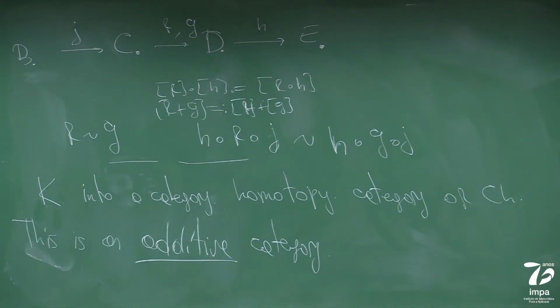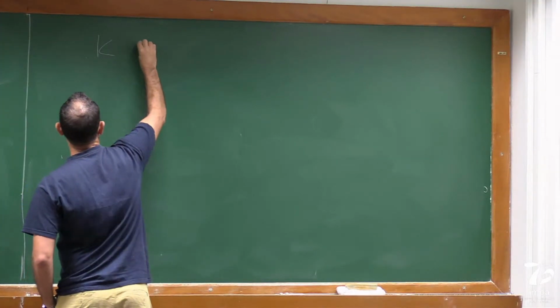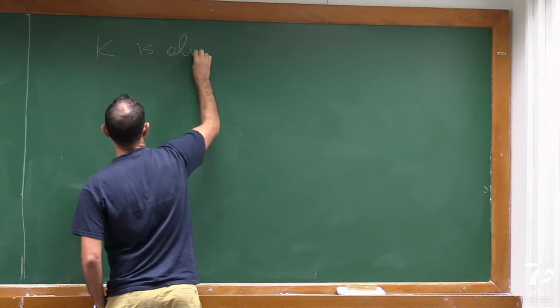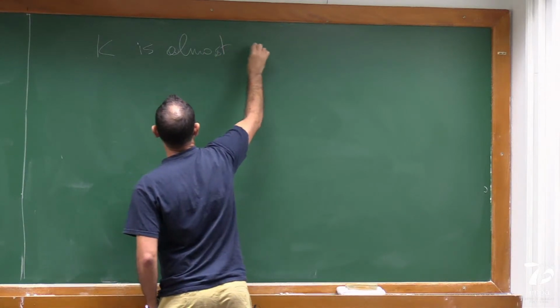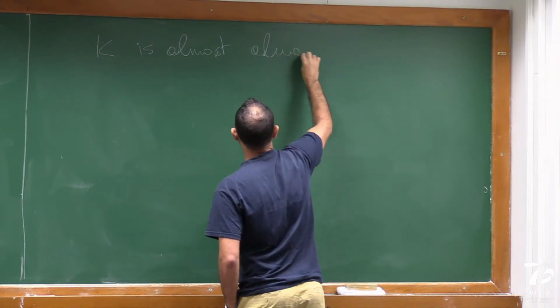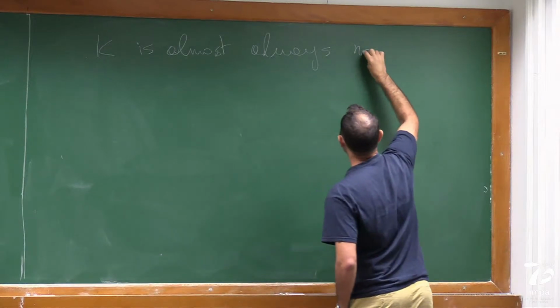What's not so obvious, and it's not obvious at all, is that this guy is not abelian. Well, it's almost always not abelian. So K is almost always not abelian.